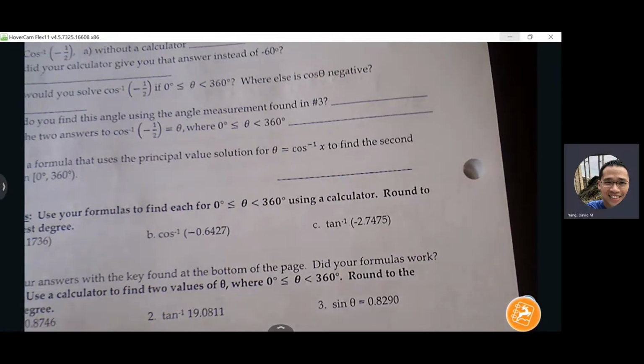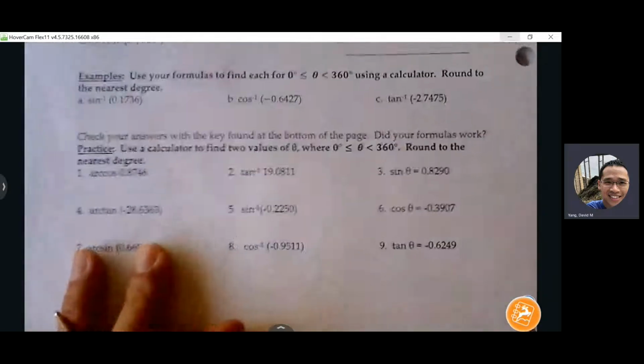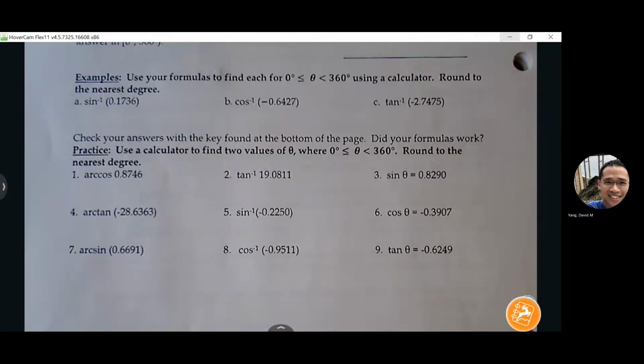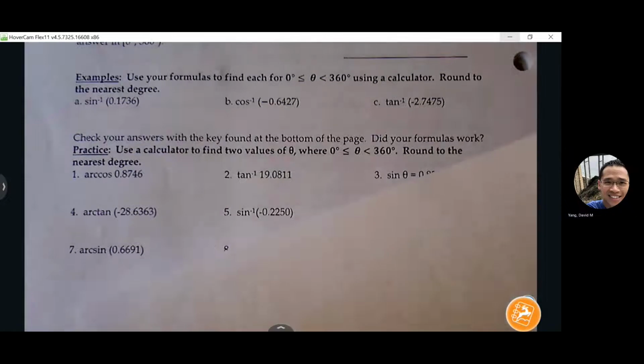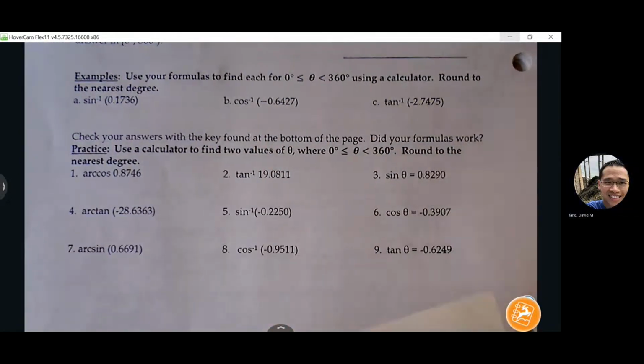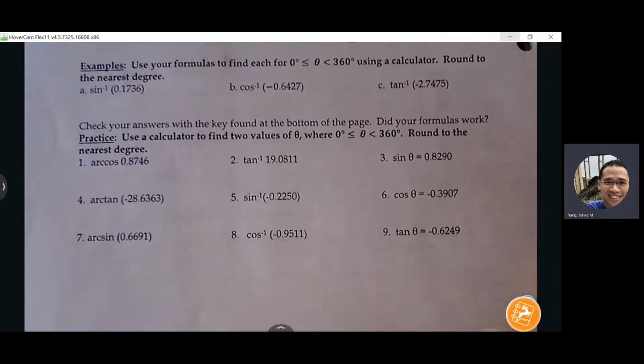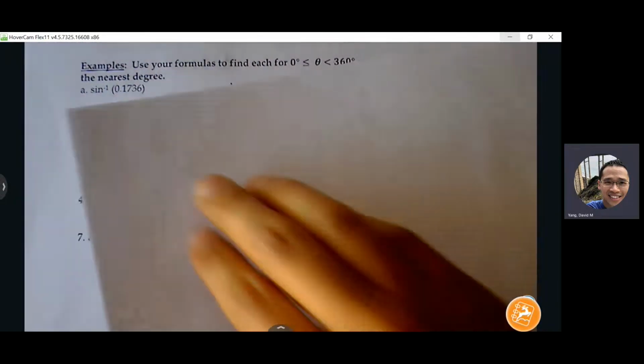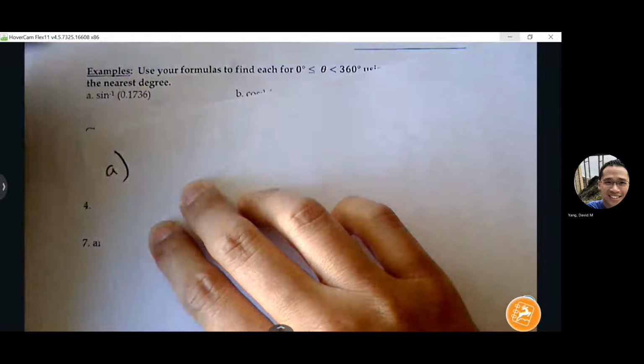Okay, so let's look at these examples. Let me use a separate sheet of paper here. Okay, use your formulas to find each of these degree measures using your calculator, round to the nearest degree. Okay, so part A.